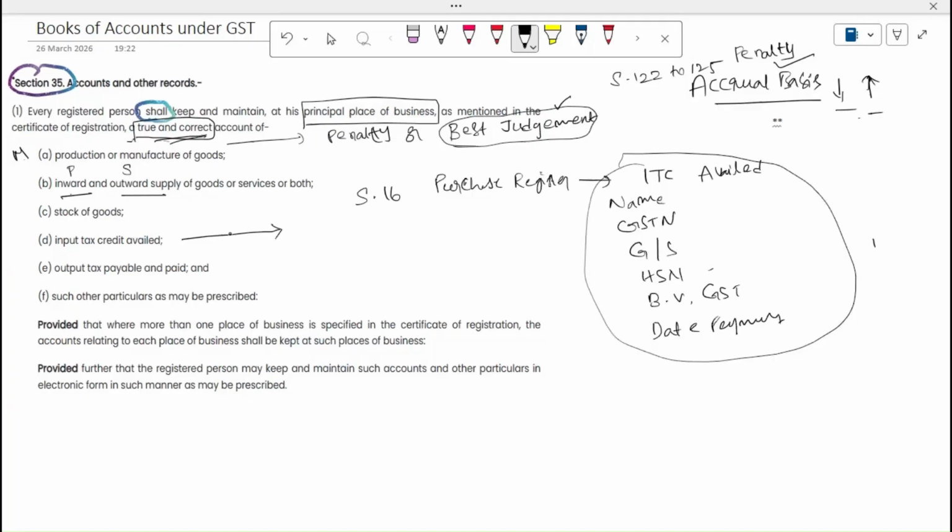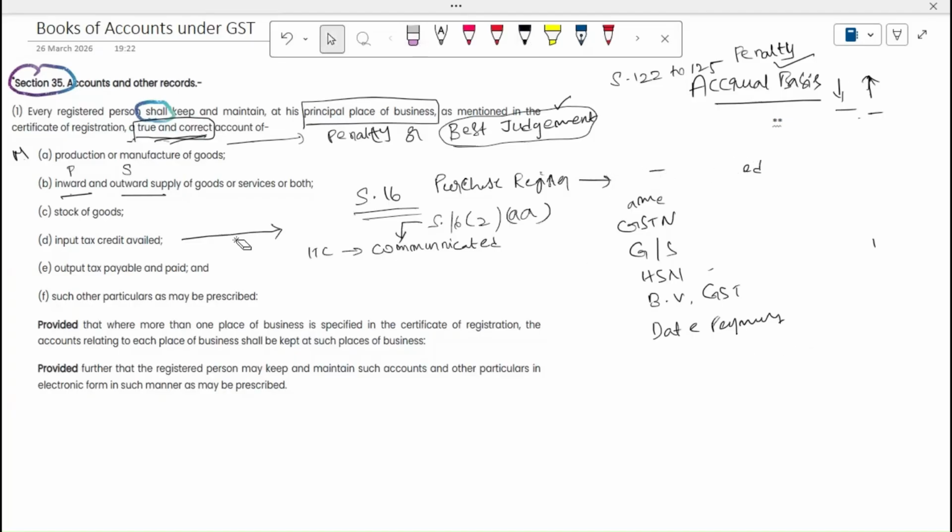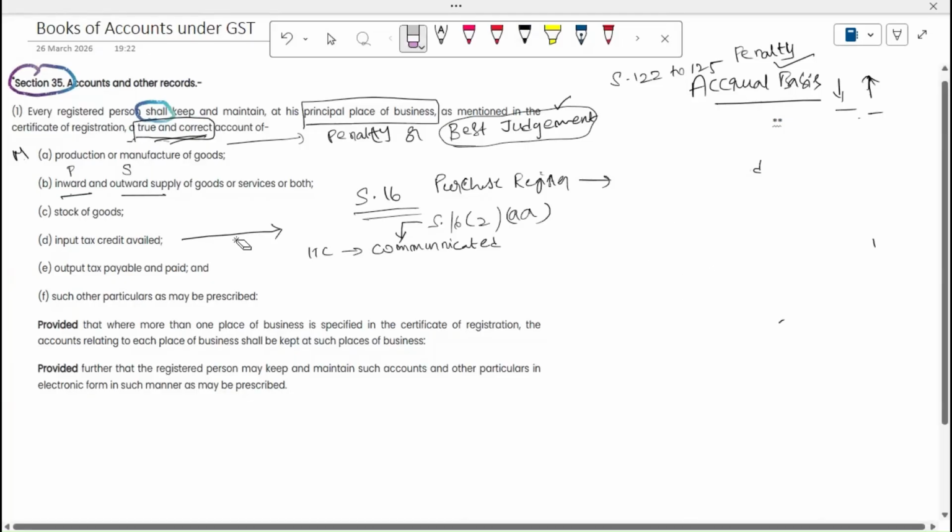Why is this being called for? There are compliances under section 16. The GST officer will expect compliance with section 16, subsection 2, clause aa. That means when you avail input tax credit, the input tax credit should have been communicated. This is a compliance as per section 16, subsection 2, clause aa. What does that mean? The GST law says that when you want to claim input tax credit, that input tax credit should have been communicated. Let's take an example.